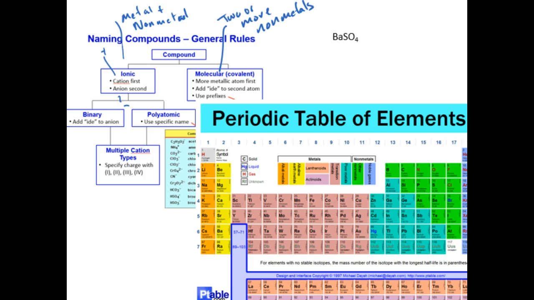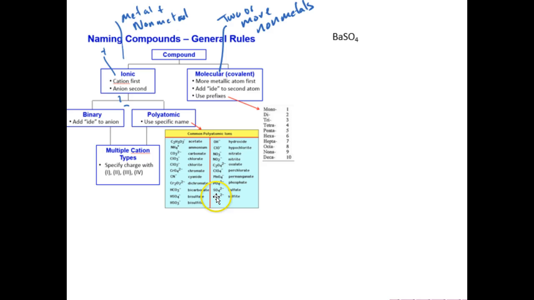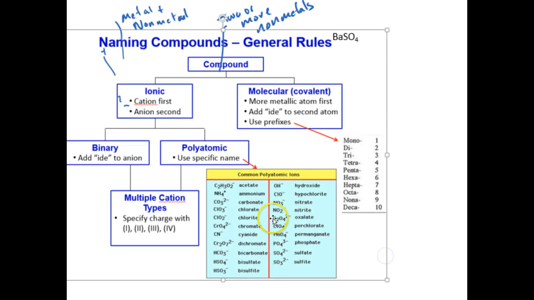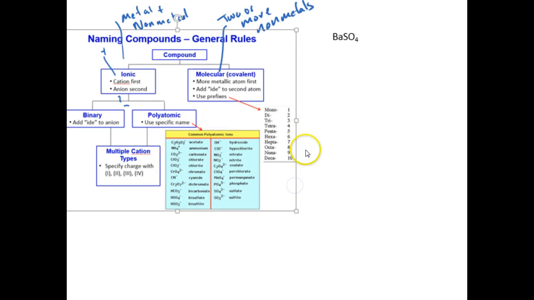SO4 is one of our polyatomic ions. So what we need to go ahead and do is take a look underneath our periodic table and see some of the common names for the polyatomic ions. And we find SO4 right down here. Right, this is sulfate. So what we have here is barium sulfate.